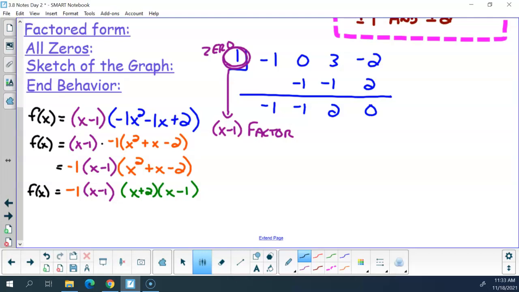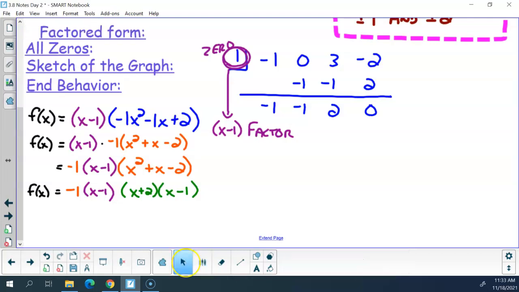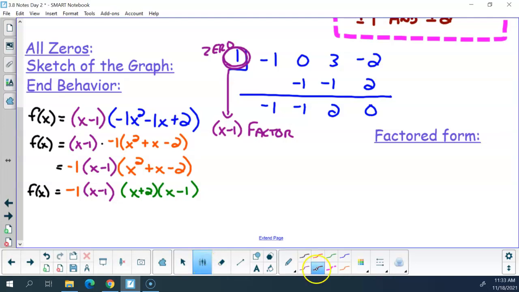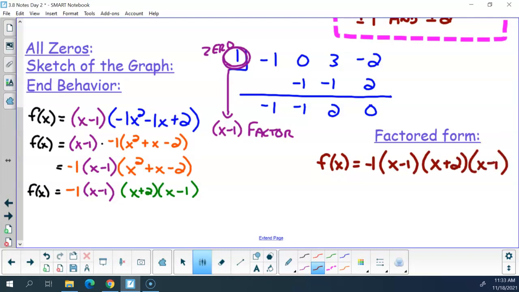Can I factor any more? Nope. Okay. So that means that this then is my factored form. f of x is equal to negative 1 times the quantity x minus 1 times the quantity x plus 2 times the quantity x minus 1.